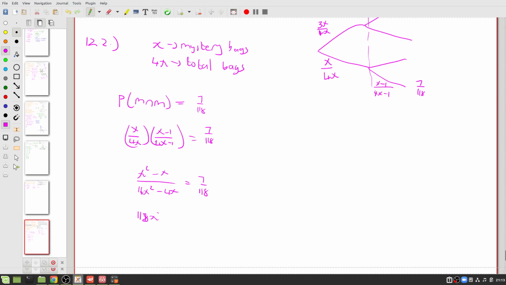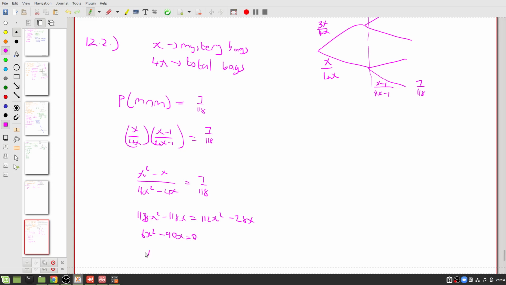118x squared minus 118x equals 7 times 16. What is that? That's 112, right? 112x squared minus 28x. All right. Now, what do we have next? Now we just want to get everything to one side. 118x squared minus 112x squared is 6x squared. Then negative 118x plus 28x is minus 90x equals 0.